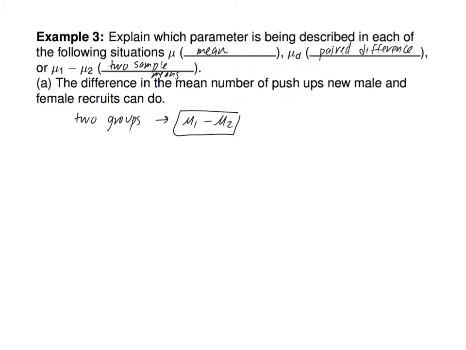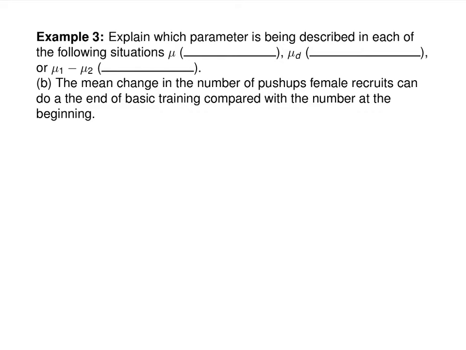Another hint is that when you have two sample means, you can have different sample sizes. When you have paired things, you have to have a matching thing for everybody. So if you had male and female recruits in, say, the Marines, are there going to be the same sample sizes? Heck no, right? We could even do this in this class. We wouldn't have to have the same number of men and women. Versus this one, the mean change in the number of push-ups female recruits can do at the end compared to the beginning. That's an obvious pairing going on. So this is mu d.